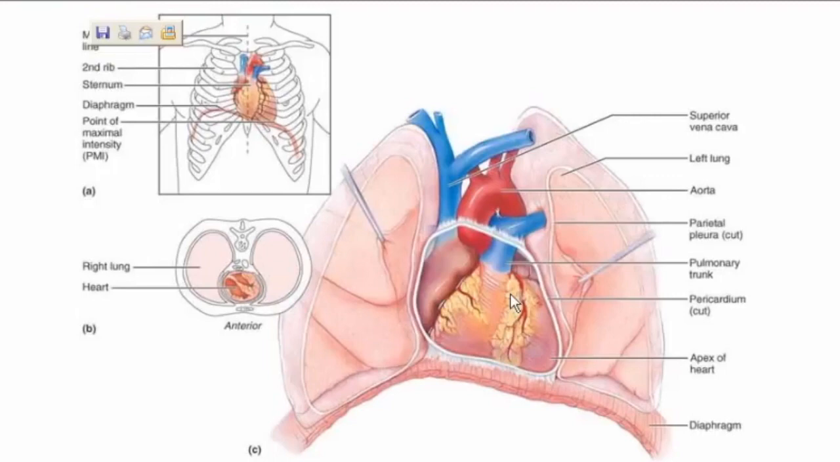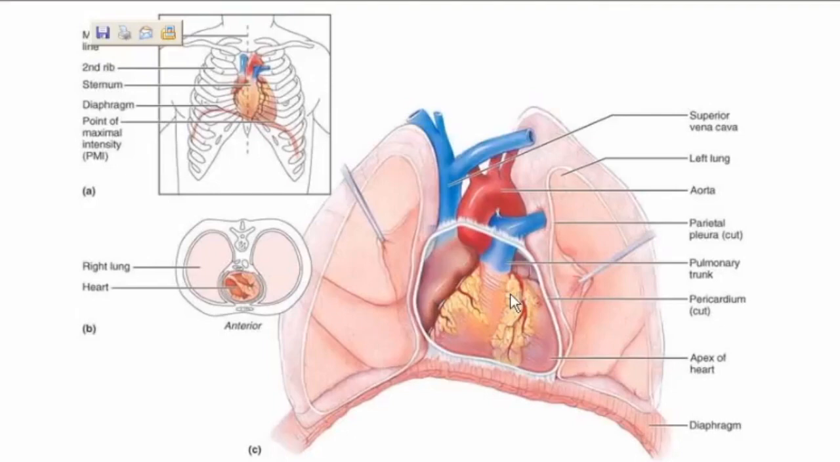Where is that? In which cavity? Thoracic cavity. Is that cool? It's in the thoracic cavity. It's above what organ? Nice. It's above the diaphragm. It sits right above it.